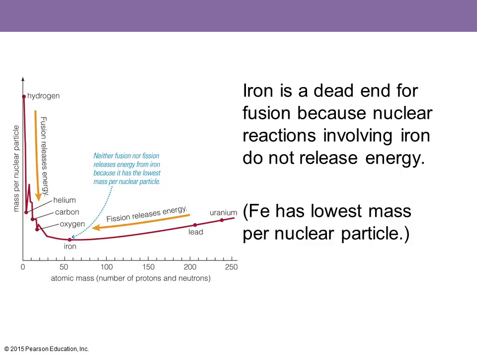But iron is a dead end because nuclear reactions involving iron do not release energy. So iron has the lowest mass per nuclear particle. So in most cases, iron is the farthest an element can be fused into.